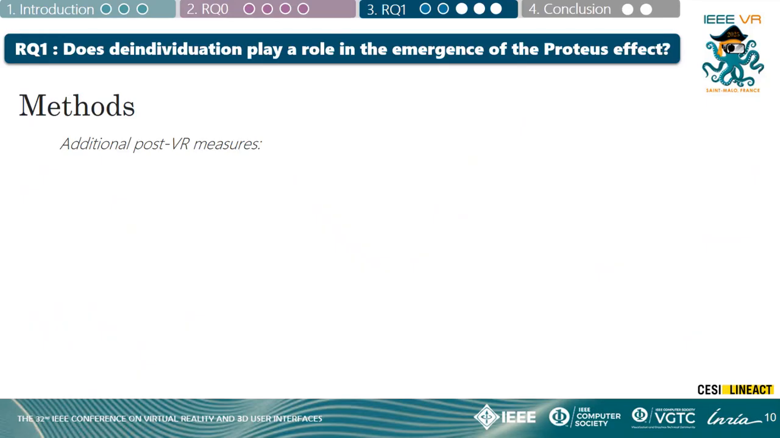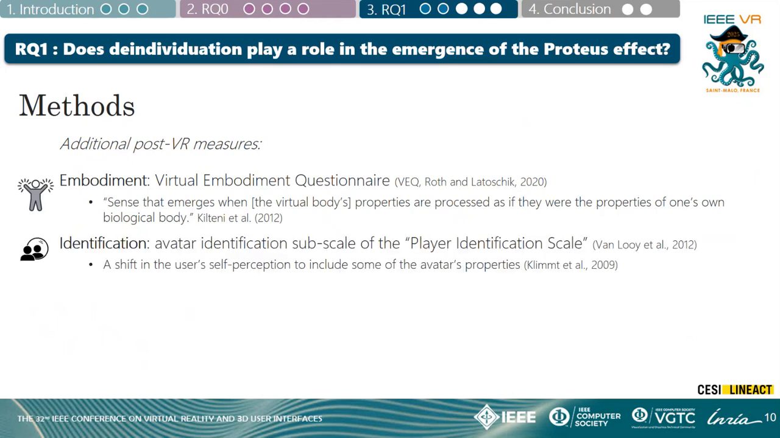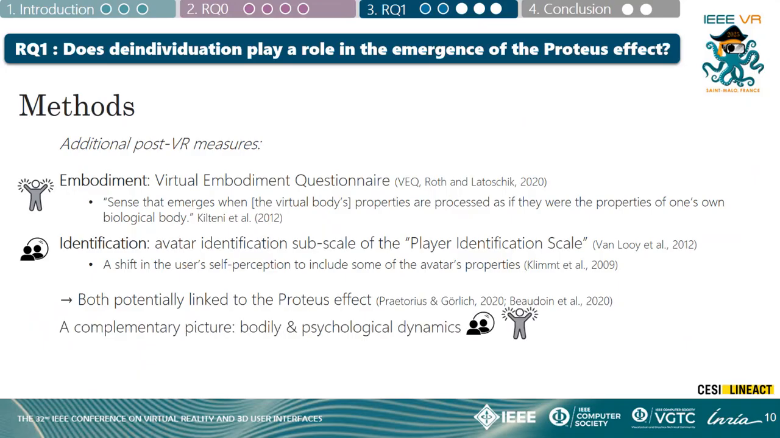To deepen our analysis, we also chose to measure two additional explanatory variables using post-VR questionnaires. The first is the sense of embodiment, which we measured using the Virtual Embodiment Questionnaire, and the second one is avatar identification, which was measured using a subscale of the Player Identification Scale. Even if their precise role within the Proteus effect remains unclear, both of these variables have been linked to it in the past. We chose to consider both as they may actually reflect complementary dynamics.